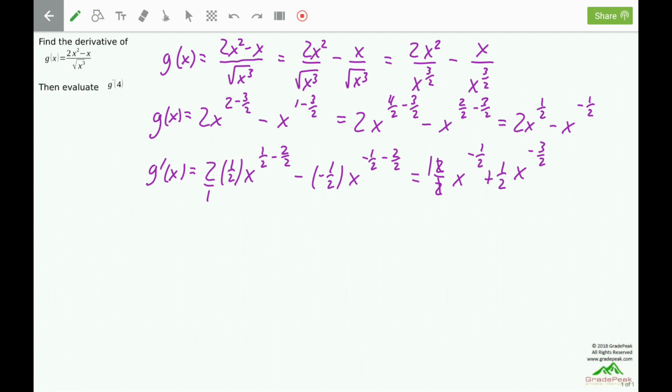Since we have negative exponents, we're going to rewrite by moving them to the other position. They're in the numerator right now. We'll move to the denominator to make them a positive exponent. So g prime of x equals 1 over x to the positive 1/2 plus 1 over, there's a 2 already in the denominator, and that x will move down there with that 2 and turn into a positive exponent, positive 3 halves.